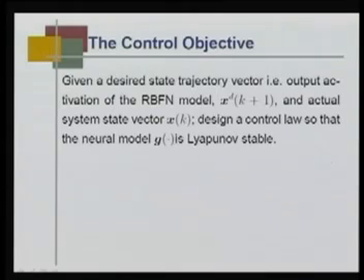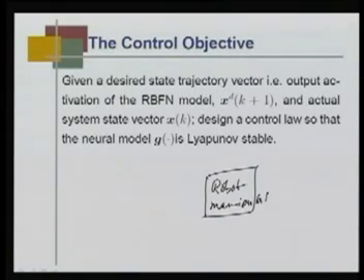So, the control objective is, given a desired state trajectory vector, that is the output activation of the radial basis function network model, which is xd(k+1), and the actual system state vector x(k), design a controller so that the neural model G is Lyapunov stable. So, what we are trying to say is that now this is our robot manipulator, and this is our neural emulator that will mimic the robot manipulator behavior.